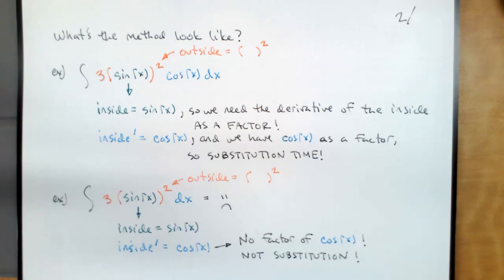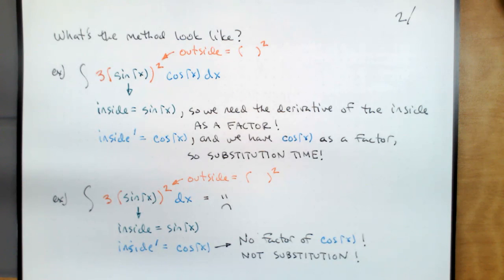There's no factor of cosine x. This is not substitution. Doesn't mean the problem is over. It just means that it's not a substitution problem. Since substitution is our only option at this point, we are done. The problem's not done, but we're done. Any questions?